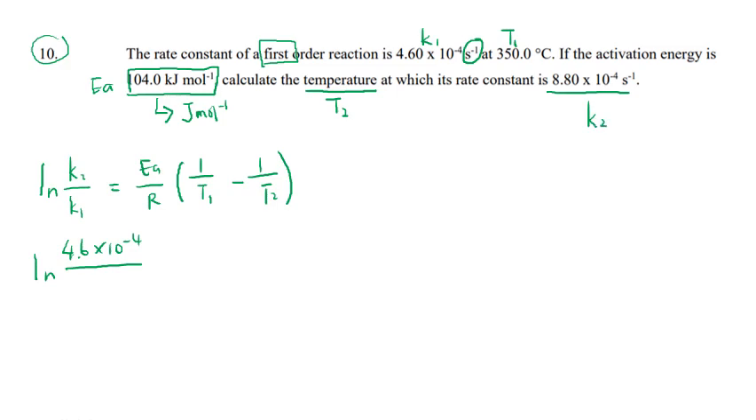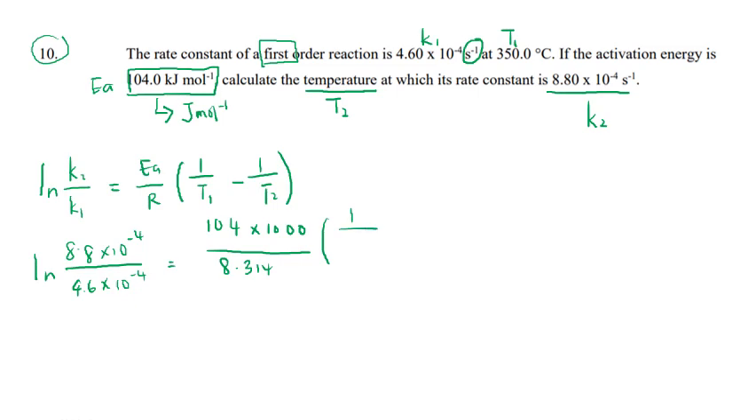Okay, so K2 is 8.8 exponent negative 4. K1 is 4.6 exponent negative 4, and EA is 104 kilojoule. We have to convert to joule, so we multiply with 1000 over R, 8.314, and then 1 over T1. T1 is 350 plus 273, minus 1 over T2. We have no idea what T2 is, so you can do the calculation.